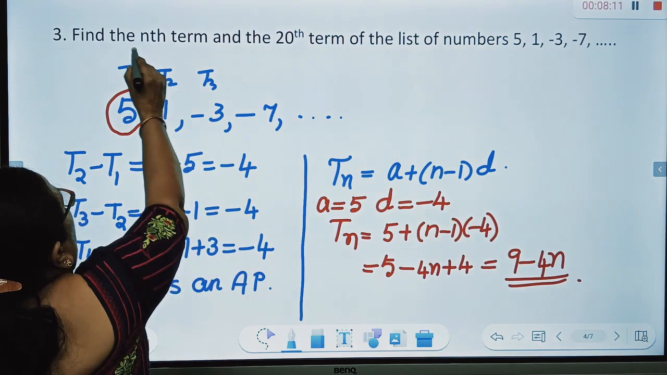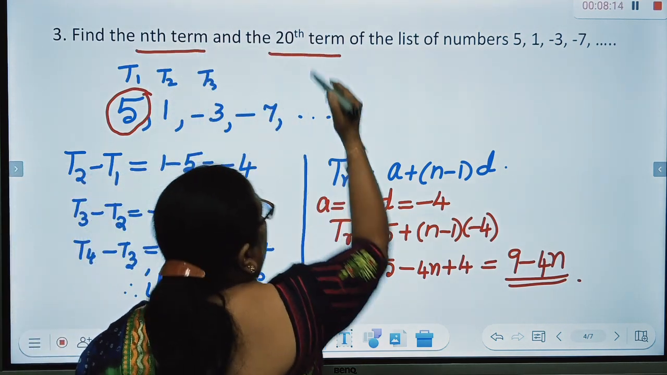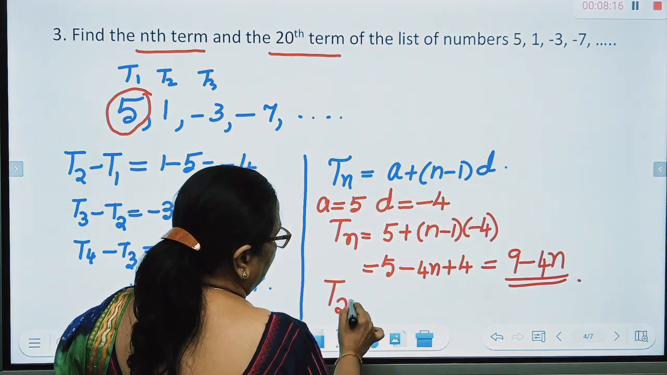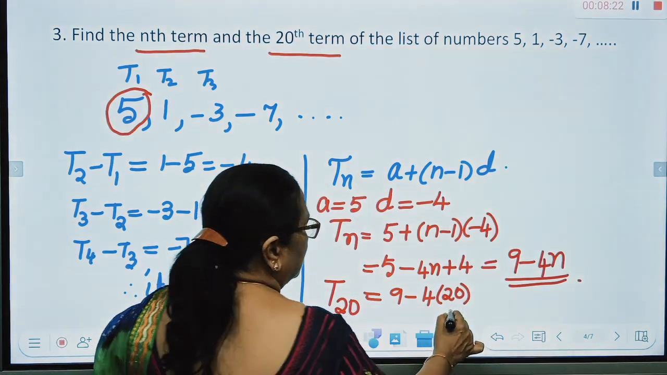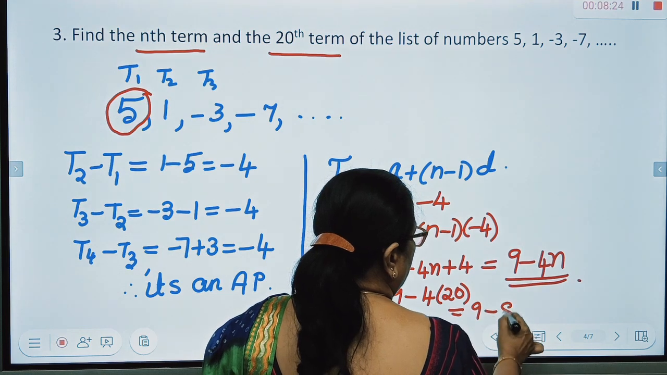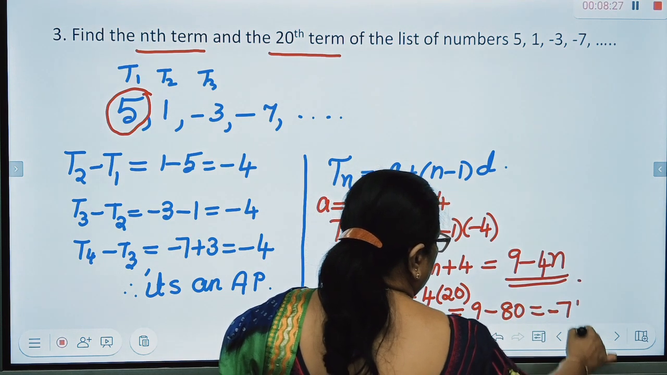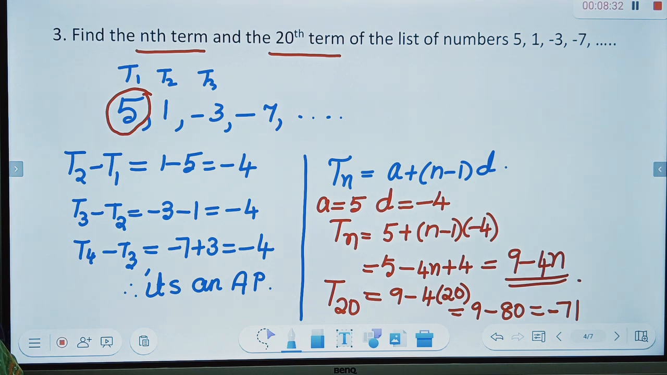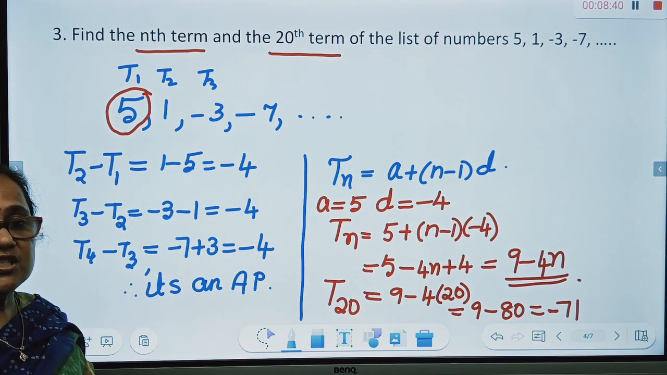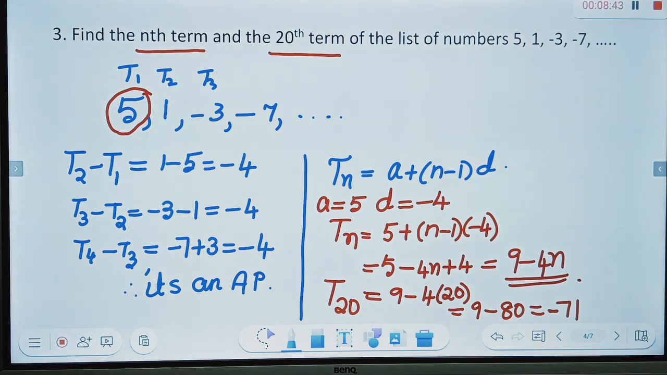Now you are asked to find the nth term and also the 20th term. So T20 will be 9 minus 4 into 20. This is 9 minus 80, which is minus 71. Are you able to follow how the nth term determines the entire arithmetic sequence itself? It determines the first term. It helps you to find any term of the sequence. Once you know the formula for nth term, you can find out any term of the sequence.